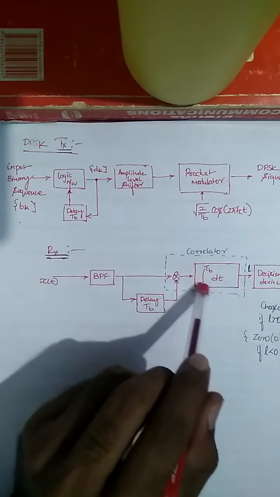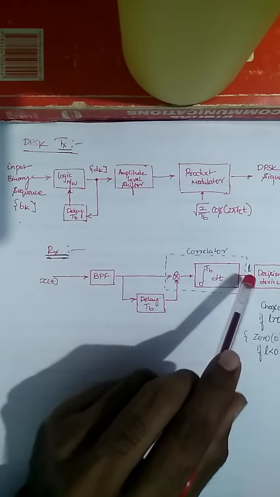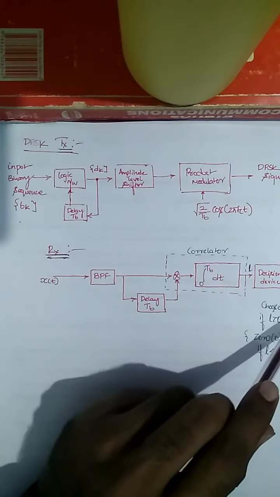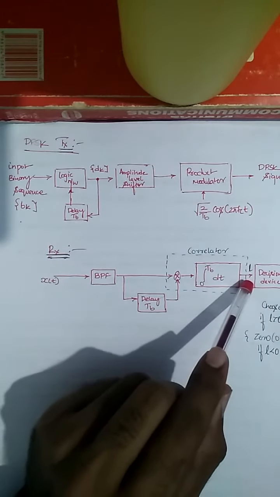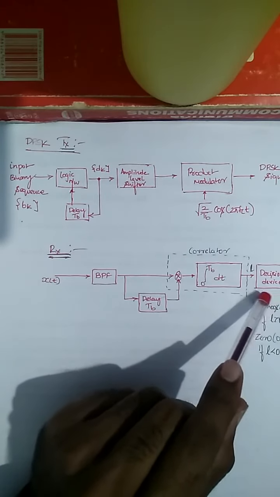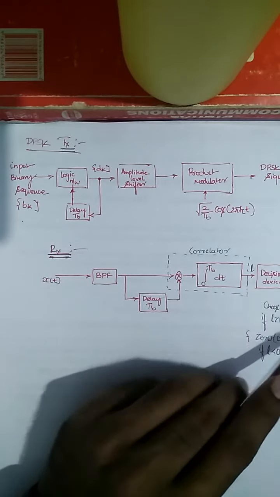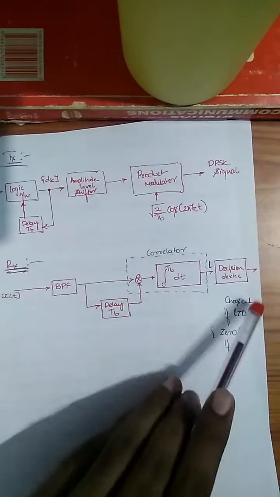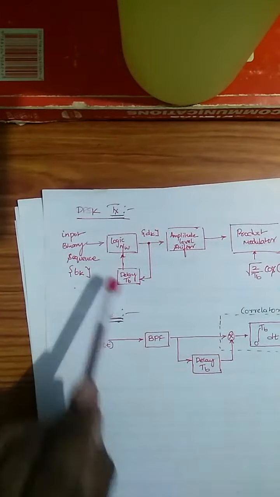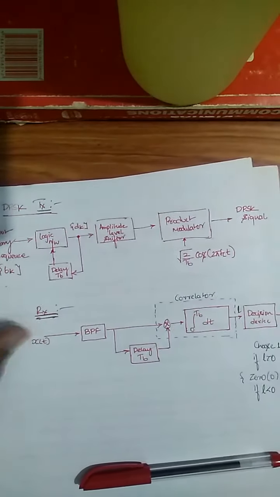So this is what the correlator does, and the correlator gives output value L. If this value L is less than 0, then the output bit will be 0, and if it is greater than 0, then the decision device outputs bit 1. So by this I will be getting data at the output, ones and zeros. The data I have input over here will be received at the output. So this is how the DPSK transmitter and receiver work.